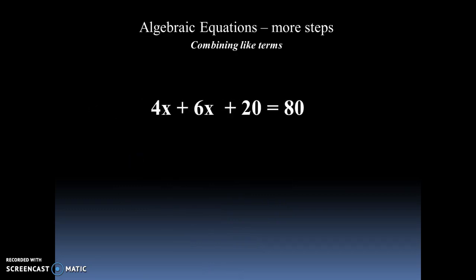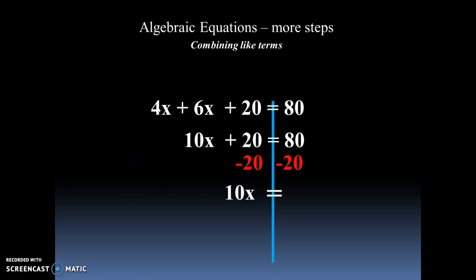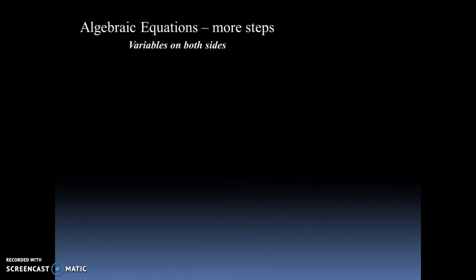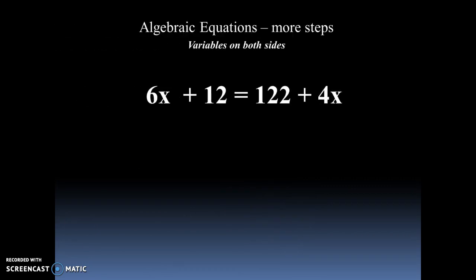Combining like terms. Okay, here we go. I got a couple of like terms on the same side, so I can simplify them by adding them together. And then I continue the usual, subtract 20 on both sides, divide 10 from both sides, and x is equal to 6.